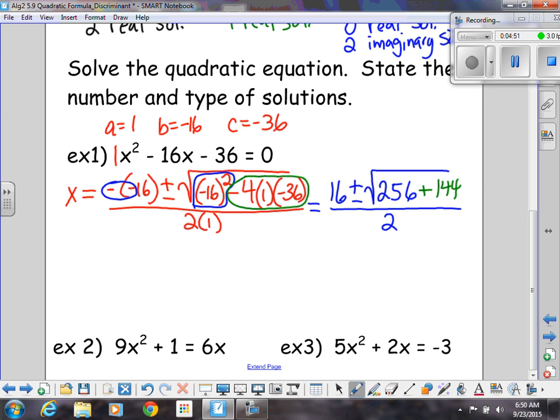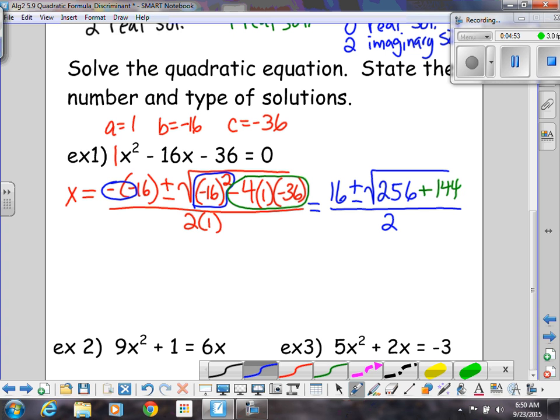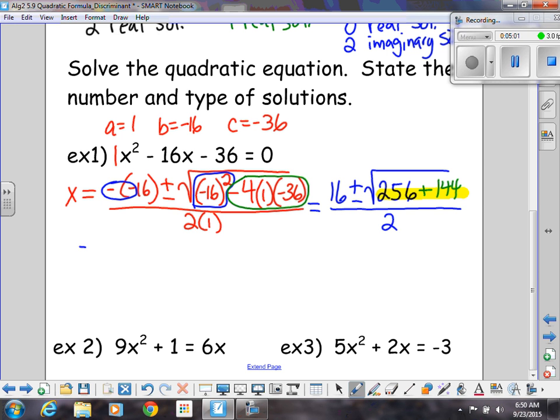Now what I'm going to do is work underneath the square root. So I'm going to just add those two numbers together. That's going to give me 400. So I'm going to have 16 plus or minus the square root of 400, all over 2. Now we're going to use what we know about square roots. The square root of 400 is actually a perfect square. We haven't talked about that one, but if you type that in your calculator, you actually get 20.